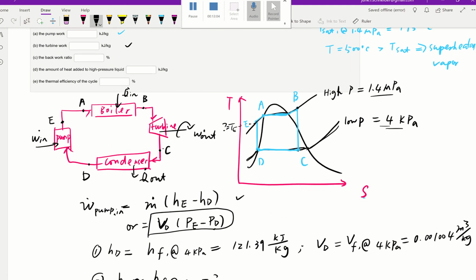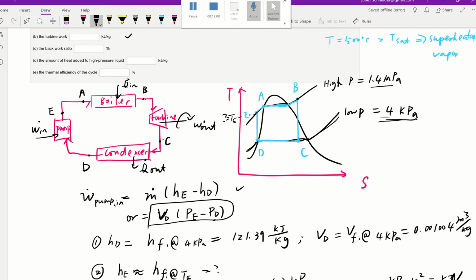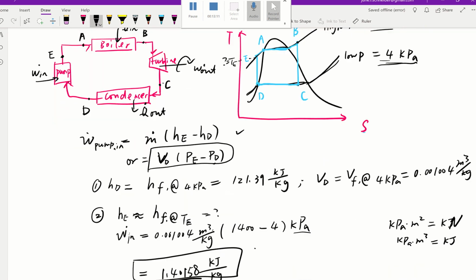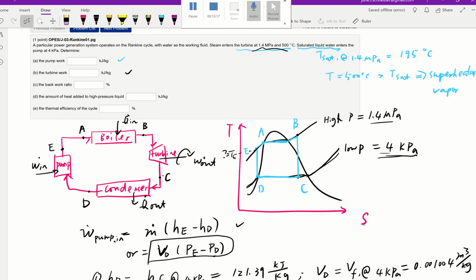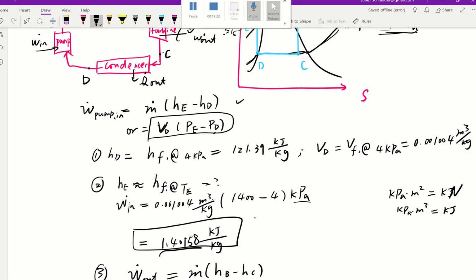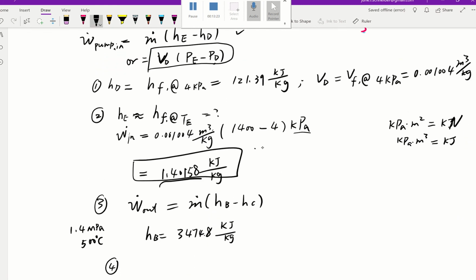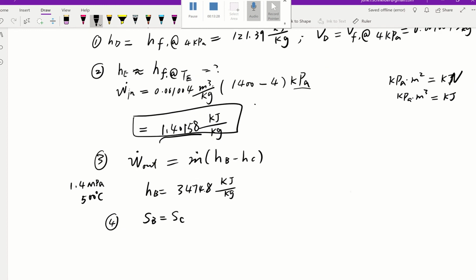At C, we know one condition. We know the pressure. But what would be the second property we need to know in order to find HC? Don't forget, this is the ideal Rankine cycle. You probably already figured out it's an isentropic process. So in other words, SB is going to be equal to SC. The entropy stays the same.